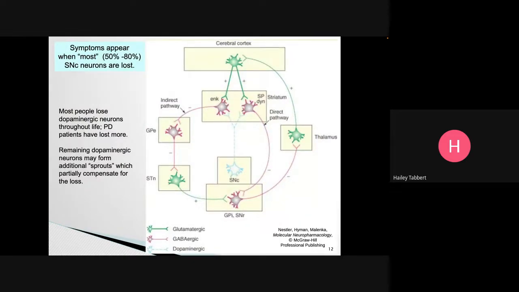So symptoms start to appear in Parkinson's when most of the substantia nigra neurons are lost. So between 50 to 80% of neurons have died off. Most people lose these dopaminergic neurons throughout life. So just as you grow up, your neurons kind of slowly die off or become less useful. But in Parkinson's disease, these patients lose substantially more. So the remaining dopaminergic neurons can form additional sprouts, which may partially compensate for the loss, but they can never truly grow back. And like we said, Parkinson's is progressive and degenerative, so it's going to continue to cause damage in the brain.